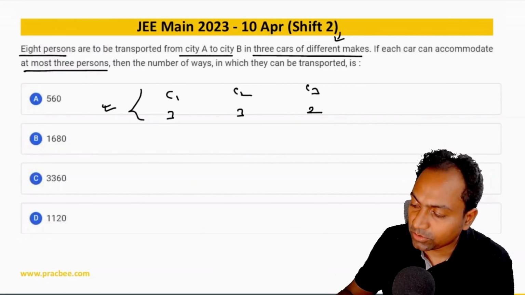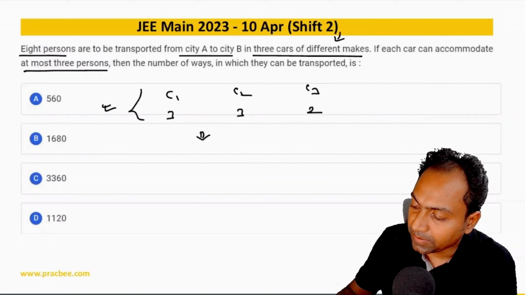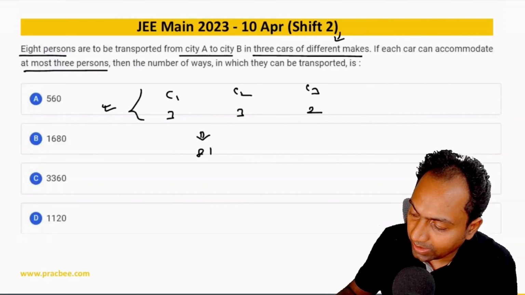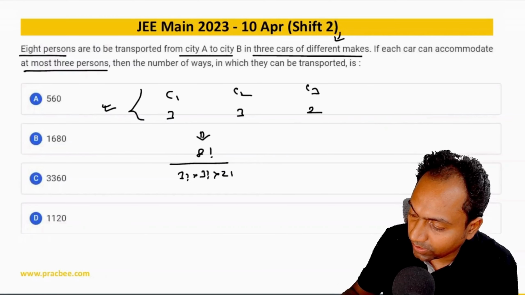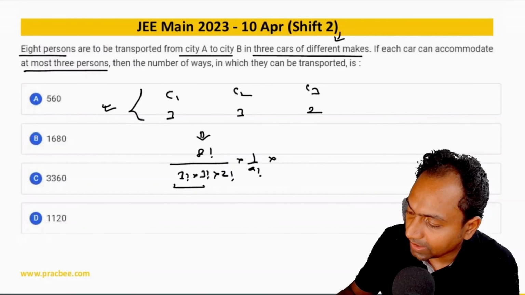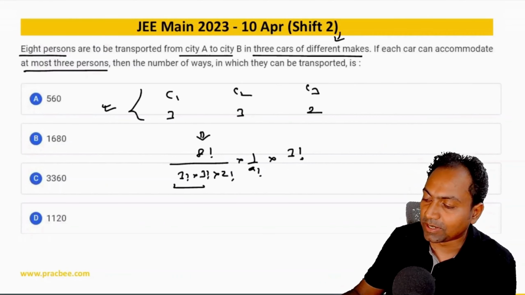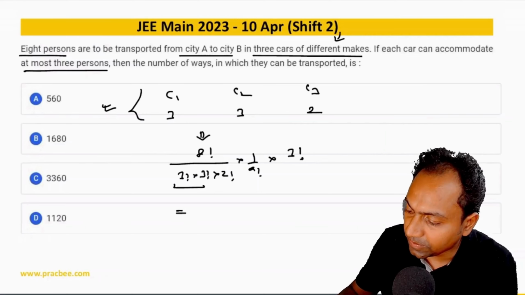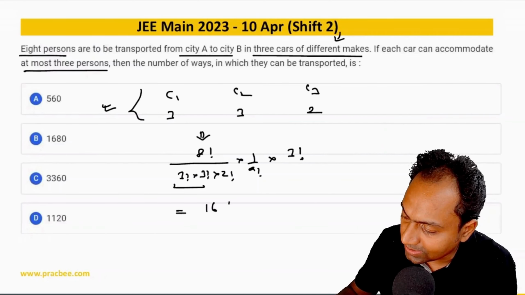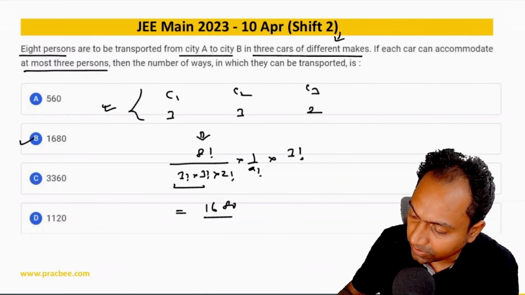And corresponding to this, if I write my distribution, it is going to be 8 factorial by 3 factorial into 3 factorial into 2 factorial. Since these two are same, we will put 1 by 2 factorial. And since it is getting distributed into 3 different cars, hence multiplied by 3 factorial. And if you simplify this, this comes out to be 1680. That is nothing but option B.